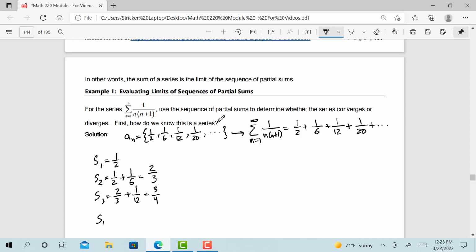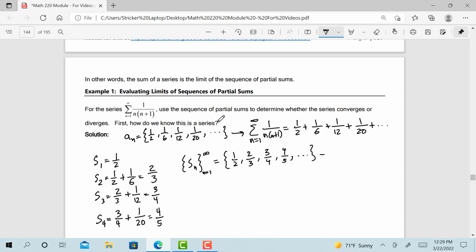Let's do one more. The fourth partial sum is going to be 3/4 plus 1/20. 3/4 is 15/20 plus 1/20 is 16/20, and 16/20 is 4/5. All right, so let's look at the sequence of those partial sums from 1 to infinity. It looks like the first partial sum is 1/2, and then we get 2/3, 3/4, 4/5, and so on.